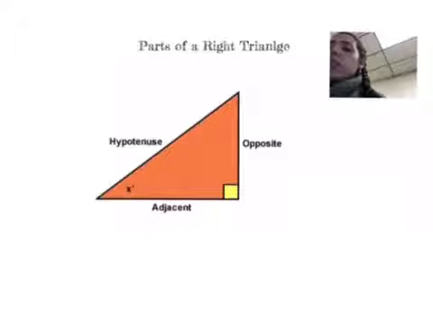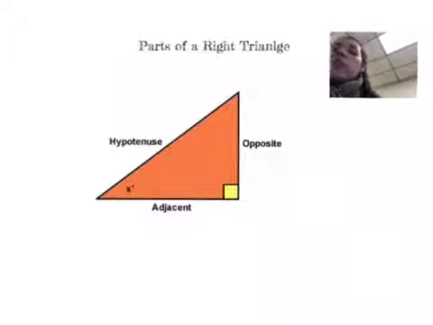So if you're looking at this angle right here where it says x degrees, then the side opposite is going to be directly across from it. So it's the side that's not touching that angle. And then the side that is adjacent is the side that is touching the angle right here.